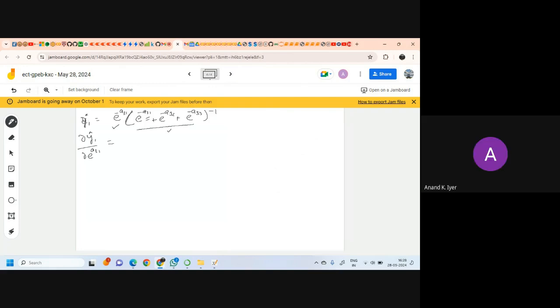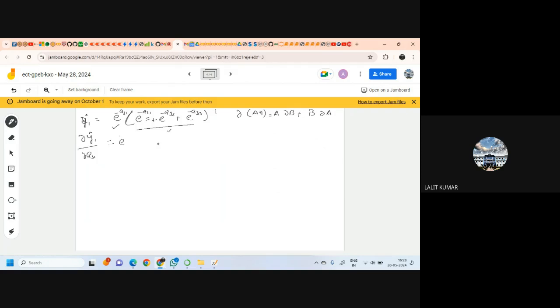Why did you write dou e to the power of a31 in the denominator? Sorry, my mistake. This is dou a31. And now what do we do? We use the formula for del of AB, which we can write as A into del of B plus B into del of A.